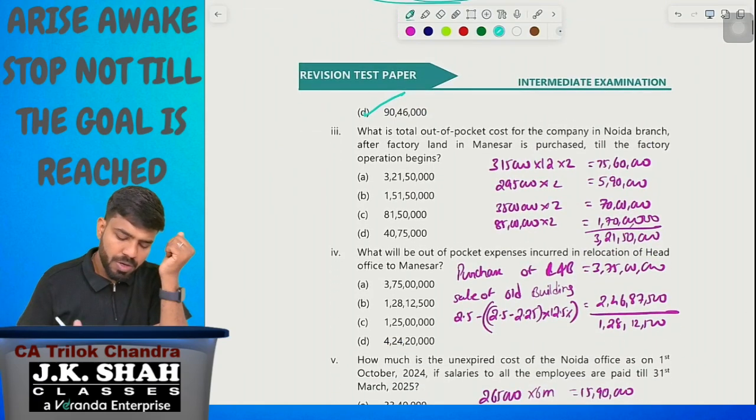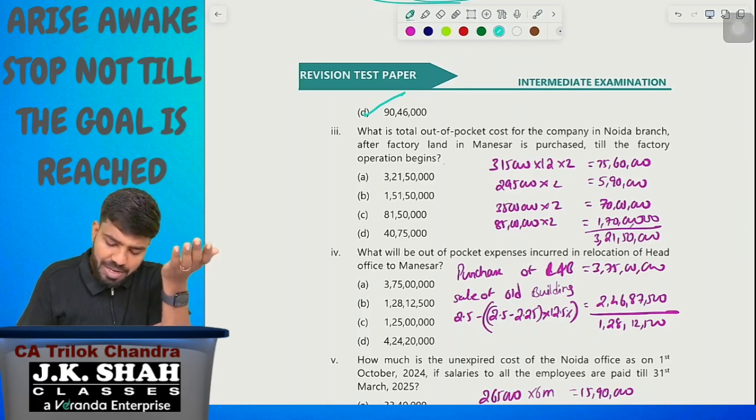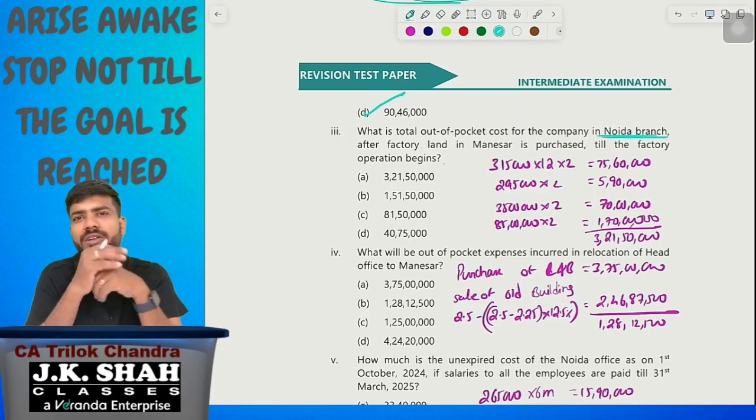Next. What is the total out-of-pocket cost for the company in Noida branch after factory land in Manesar is purchased till the factory operation begins? So please answer what they are asking. See what they mean to say. They are asking what is the cost in Noida branch if they continue for 2 years' time.